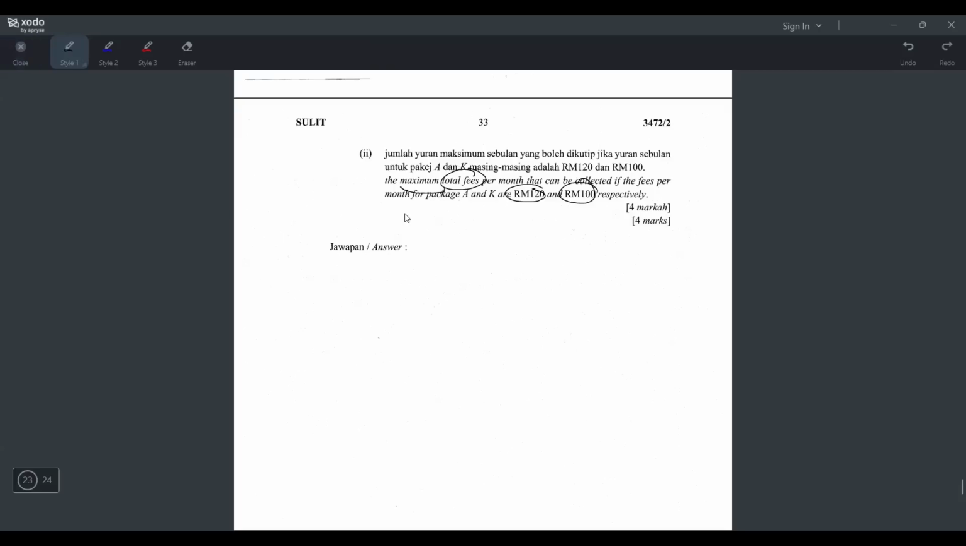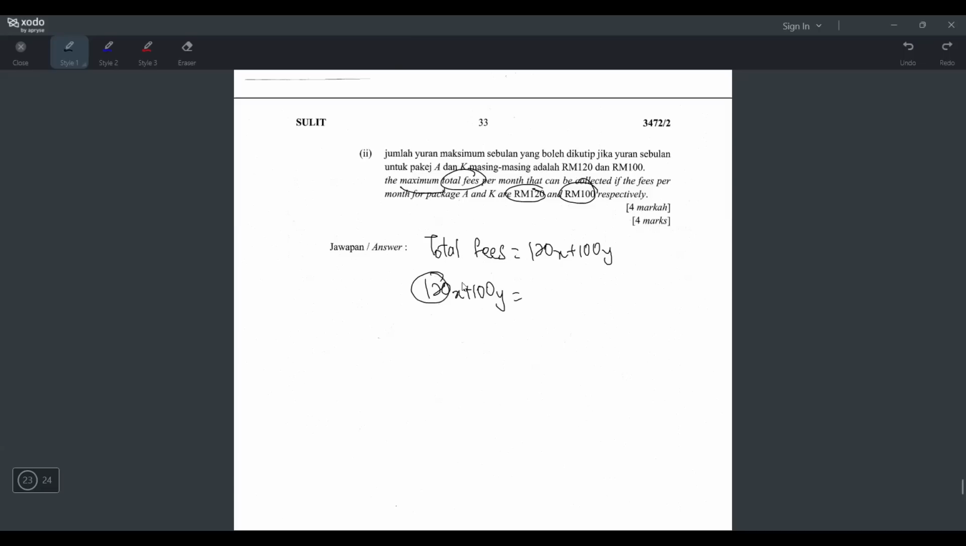Okay, yang tu lah. Okay, first thing first, write down the total fees. So dia cakap apa? Dia nak cari maximum total fees, but they already said fees for package A is 120, so the total fees is 120x plus 100y. Okay, and then now you write down the 120x plus 100y, and then this number you can put any value, but it's recommended to put value yang boleh bahagi 120 and bahagi 100. Because if the value can divide 120 and 100, then it will be easy to find the points later. Okay, so usually you will choose the LCM.